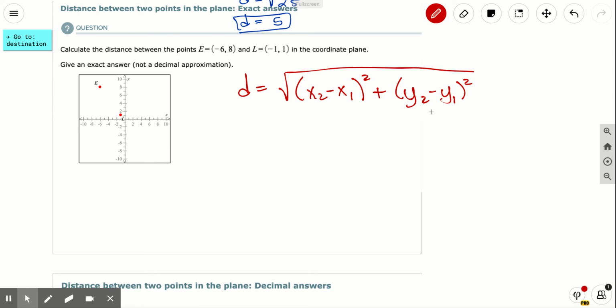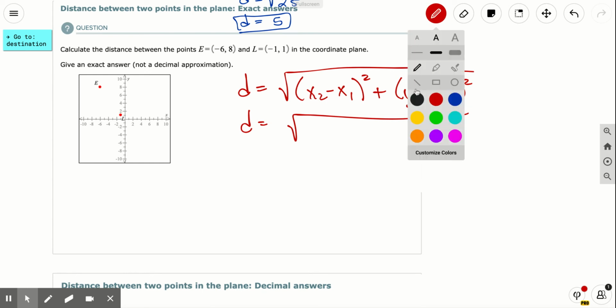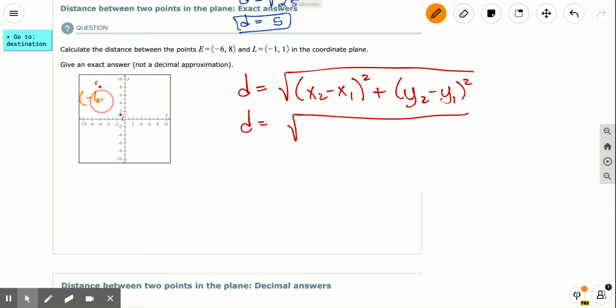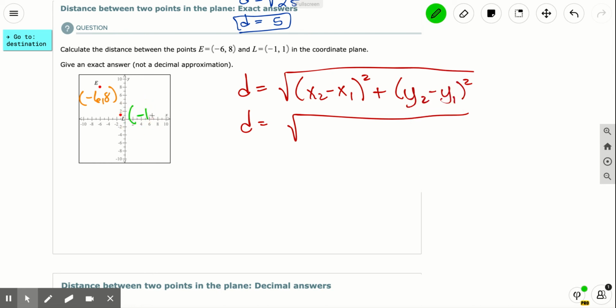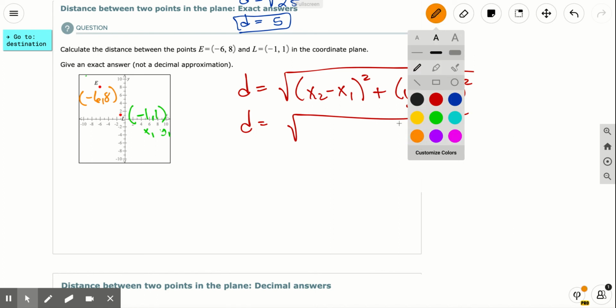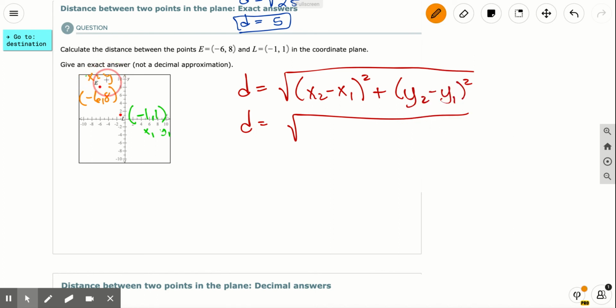So first step, write the formula. Second step, substitute it in. I'm going to give them colors. Let's do, this one is orange. E is -6, 8. And L is going to be green, and it is negative 1, 1. All right, so now we're going to substitute it in. I'm going to say that this one is x1, y1, and this one is x2, y2. Okay, x2, y2.